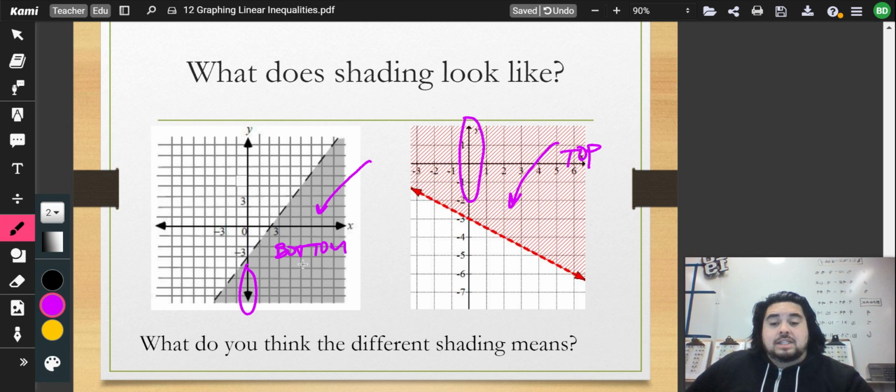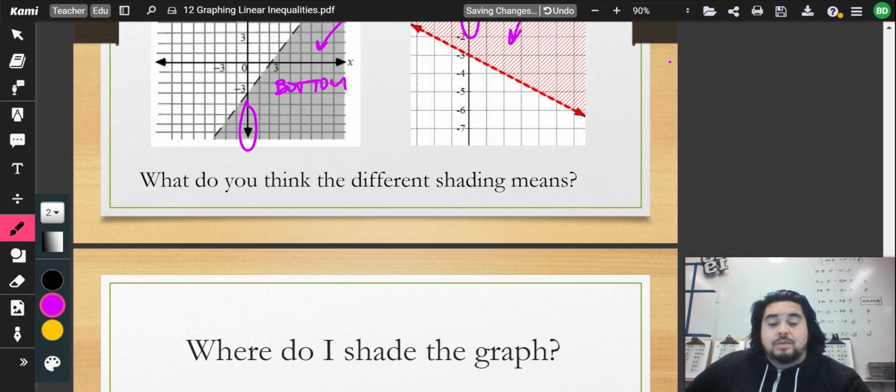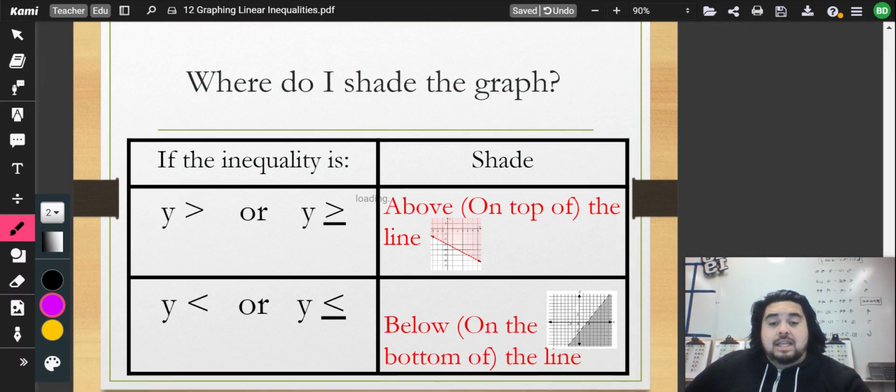So when I tell my students to either shade the bottom or the top, that's what we're thinking about. Is it below the line or above the line? What part of the y-axis does it contain? Now, when you think of it that way, it makes it really easy to understand how you determine if you're shading the top or the bottom of the graph. Again, you're looking at the inequality.